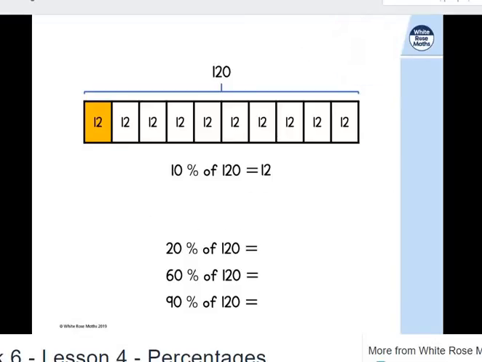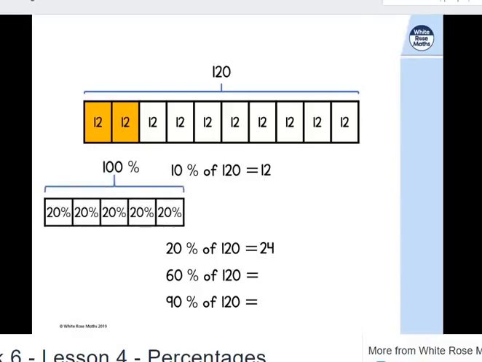Let's have a think then. So, let's shade in 20%. Well, I can see that I'm shading in two 10%s. So I could think about doubling what I know for 10%. So 12 times by 2 is 24.